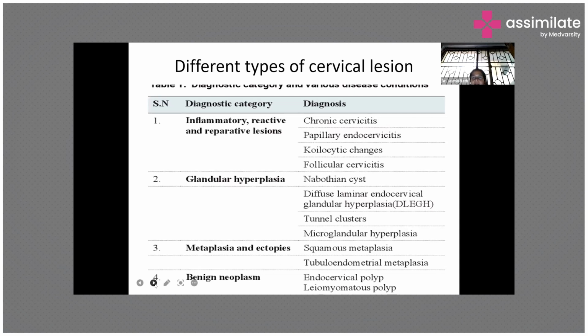This is called Nabothian cyst, diffuse laminar endocervical glandular hyperplasia, tunnel clusters, and microglandular hyperplasia. Then comes the metaplasia and ectopia, squamous metaplasia and tuboendometrial metaplasia, and other benign lesions like endocervical polyp or leiomatous polyp. Next.